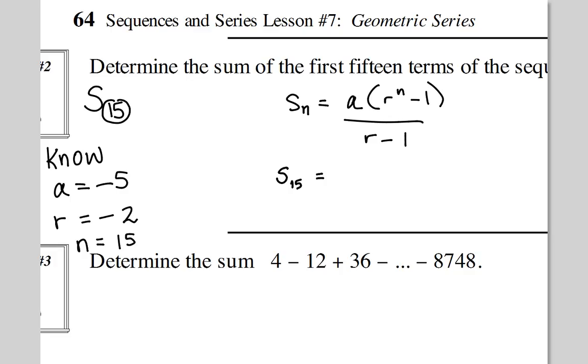Now let's take a look at the right. Starting on the numerator, we have -5 outside of a bracket. Now inside the bracket, you have R to the n. So what's R? So we write -2 in a bracket to the n. Oh wait, we know n, right? So there's no point in putting n. Let's put 15 minus 1, and then we close that outside bracket. All over -2 in a bracket minus 1.